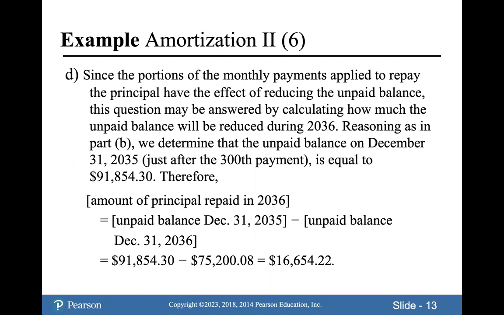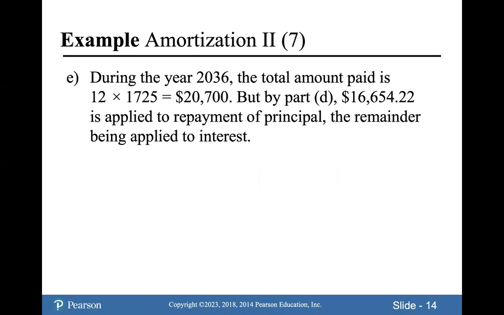Therefore, the amount of principal repaid in 2036 is equal to the unpaid balance at the end of 2035 minus the unpaid balance at the end of 2036, which comes out to $16,654.22. All right, moving on to letter E.